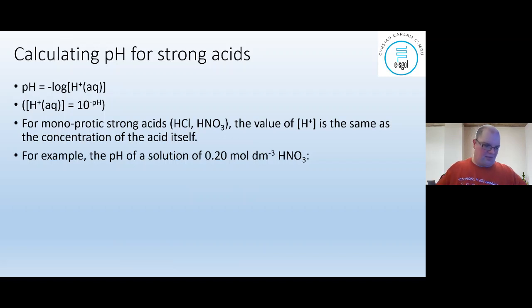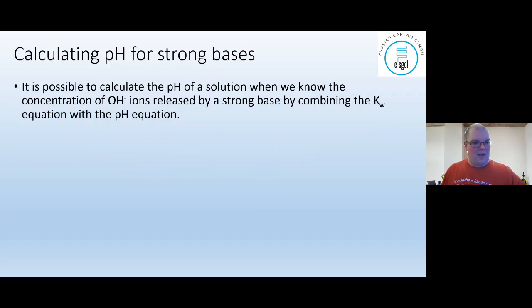Obviously, if you had sulfuric acid, you'd have to double the concentration of the acid to get the concentration of H plus. So if we look at a pH of a solution of HNO3, of nitric acid, 0.2 moles per dm cubed, we put in 0.2 into the negative log value, and we end up with a value of 0.70. That's to 2 significant figures. Okay, so that's a very, very strong acid.